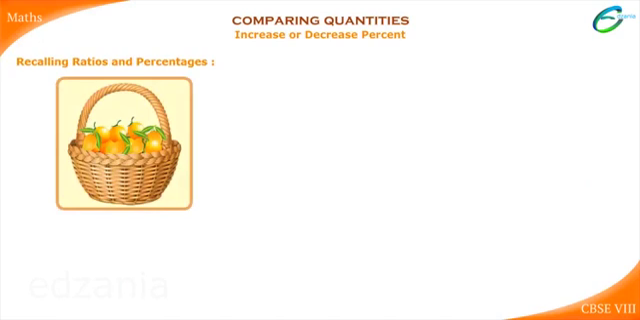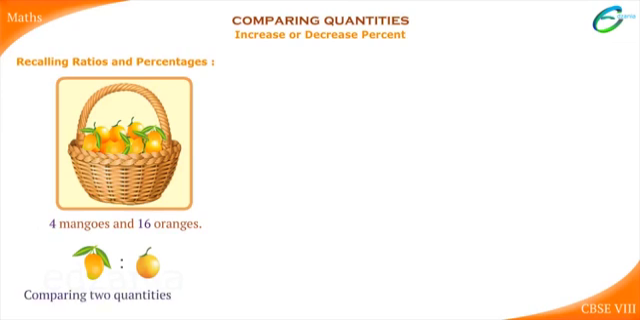Here we have a basket containing mangoes and oranges. Say there are 4 mangoes and 16 oranges. If we want to compare the number of mangoes and the number of oranges, how will we compare? We can compare by taking ratios. Comparing two quantities is nothing but finding ratio.